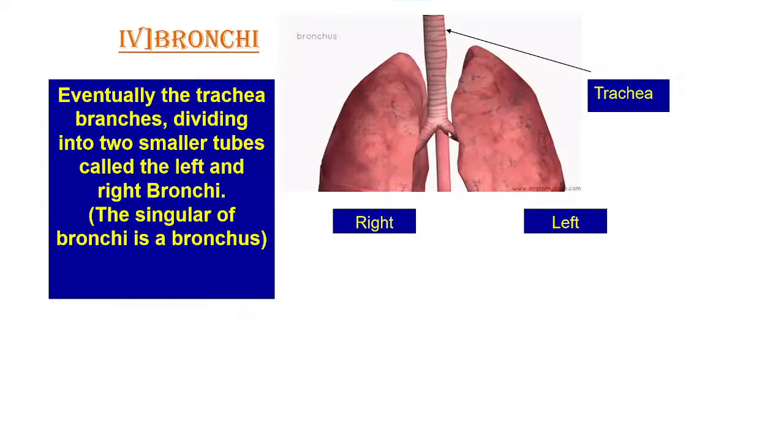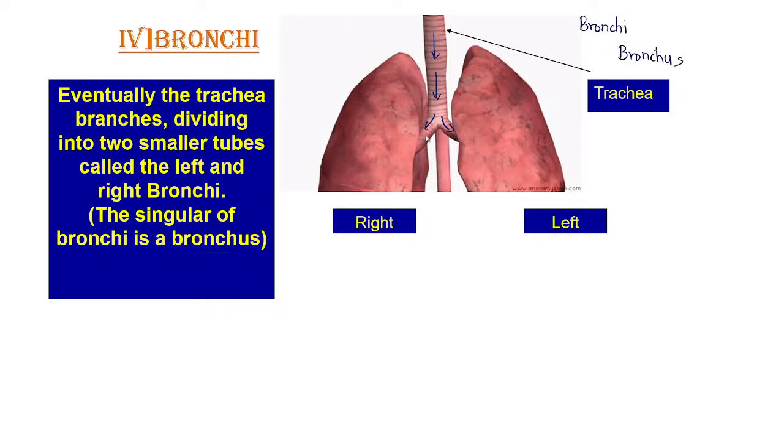Now, the air that we breathe, as I had already told you, moves through this trachea, and at the end the trachea gets branched into two parts called bronchi. What are they called? Bronchi. So how many bronchi do we have? We have two bronchi. The singular, we are going to call it bronchus. What's the singular? It is bronchus.